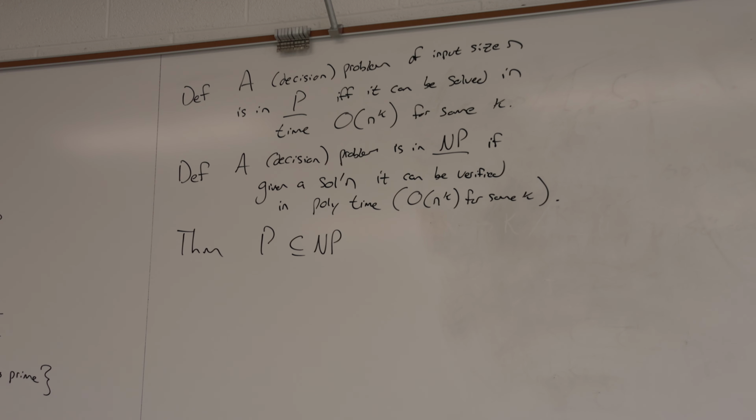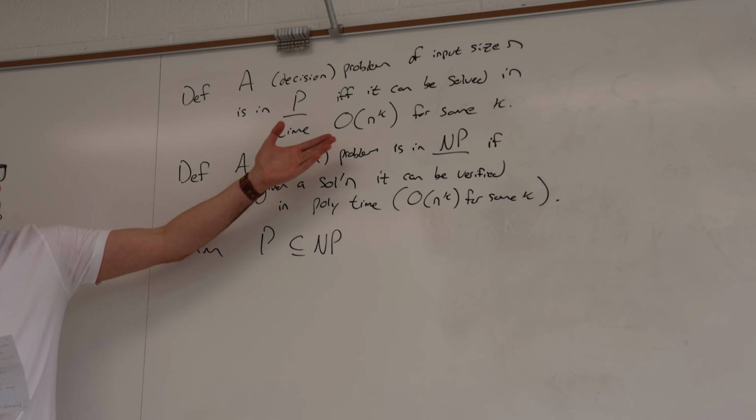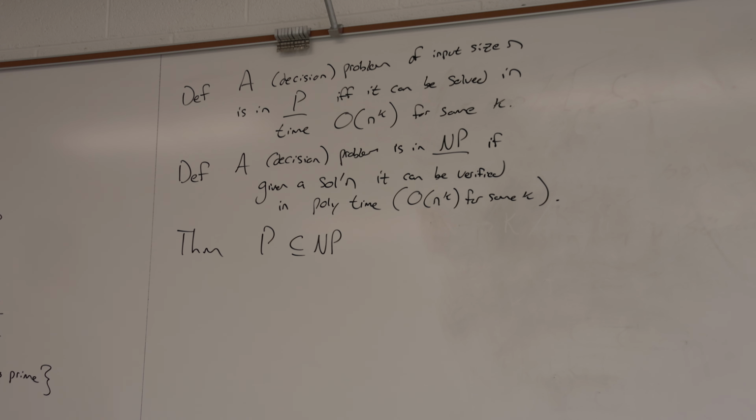Why is that? Well, if I'm able to solve a problem in polynomial time, I'm certainly able to check that it's a solution in polynomial time. Okay? How would I verify that it's a solution? I would just run the algorithm for solving the problem, and that takes polynomial time. Okay? So the other direction appears to be less clear.